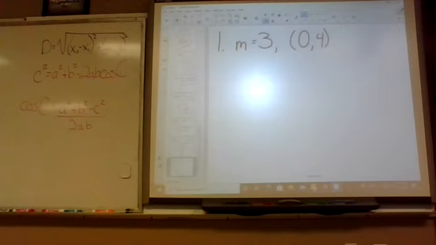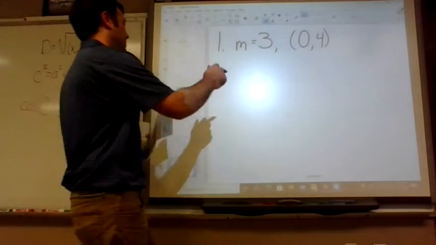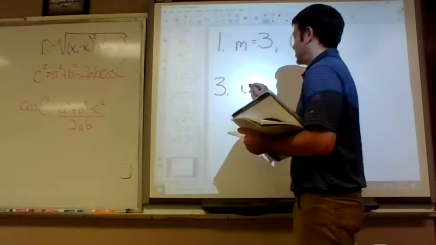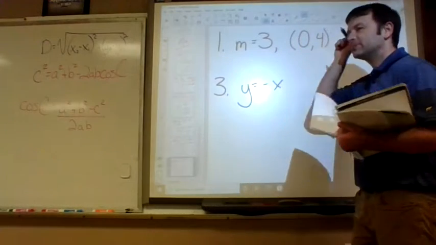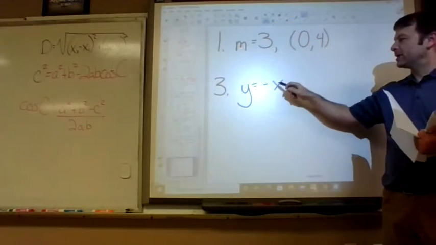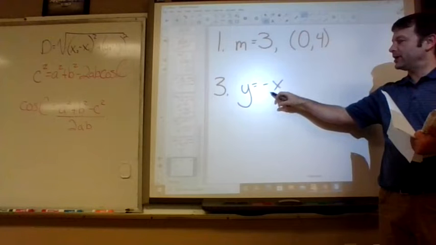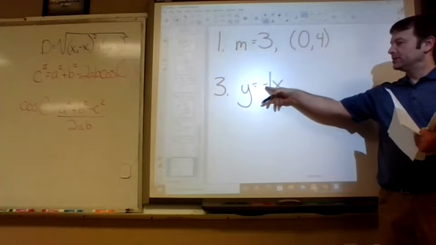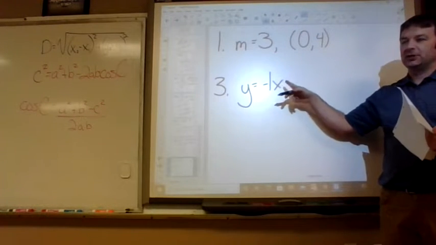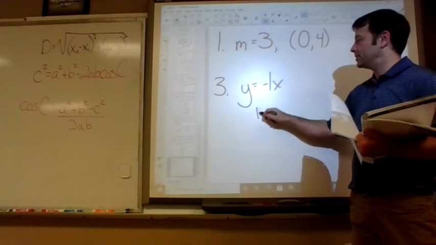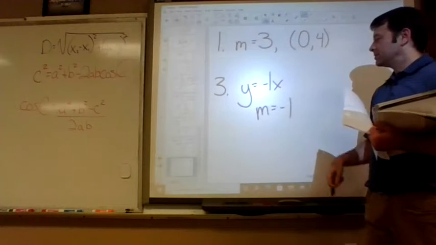Okay. Number 3, we're already getting into a tricky question. Y equals negative x. Anybody think they might know what the slope for that one is? Right. There's an invisible number right here, right? -1. So the slope on number 3 is -1.